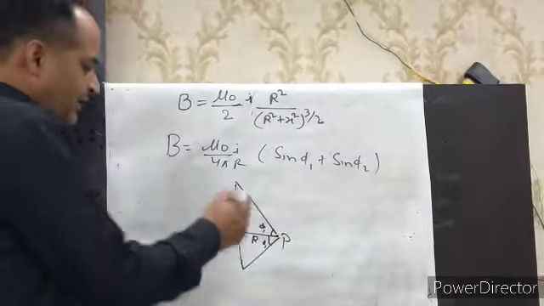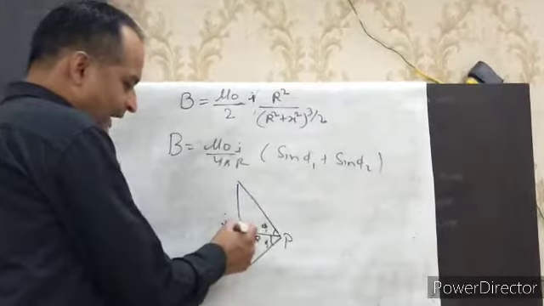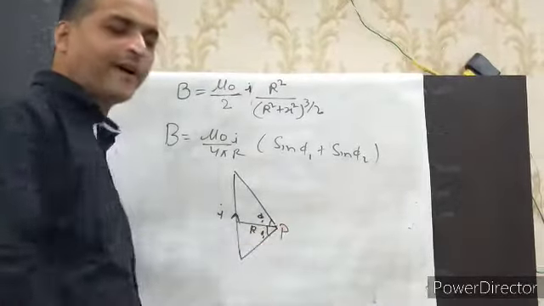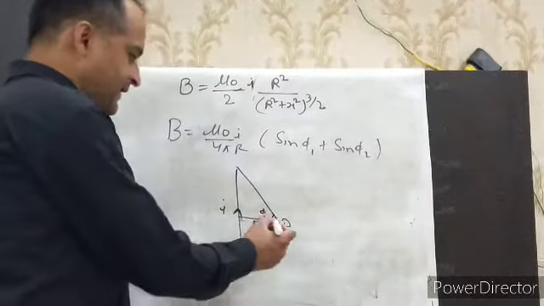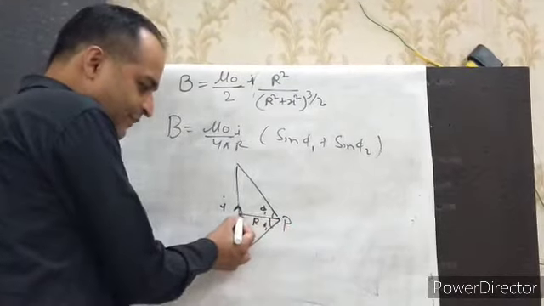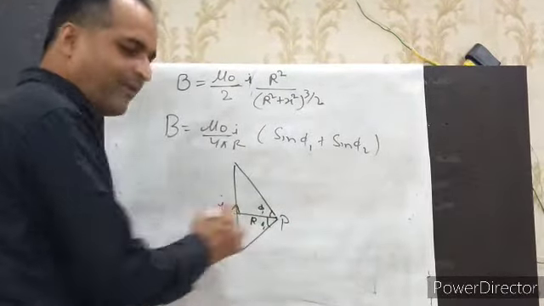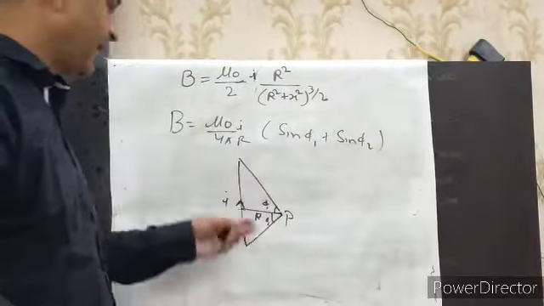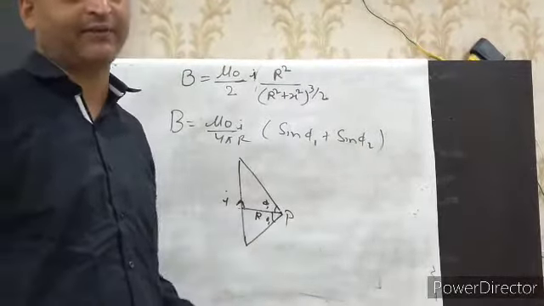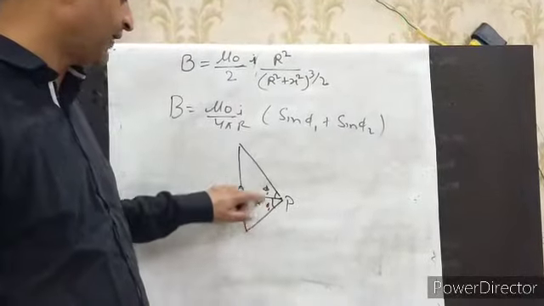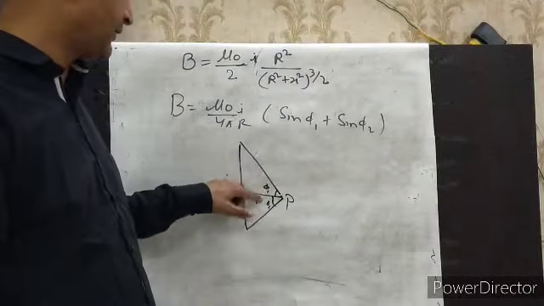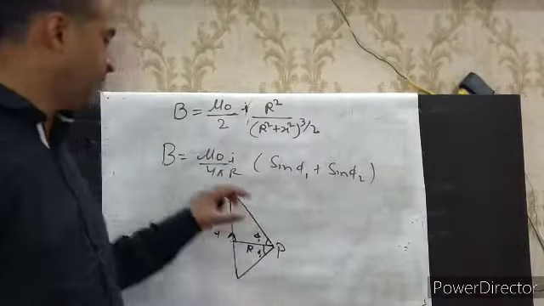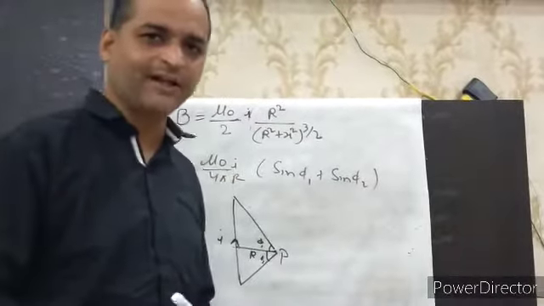Okay. Now suppose this is a wire carrying current I. Current is going in the upward direction, and this is the point where we have to find the magnetic field. This point is at a perpendicular distance capital R from the wire. Phi 1 and phi 2 are the angles. It does not matter whether we take this one as phi 1 and this one as phi 2 or vice versa. Remember this formula: mu naught I by 4 pi r, sin phi 1 plus sin phi 2.